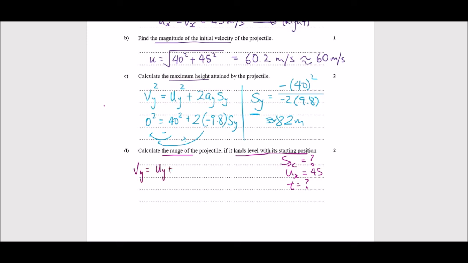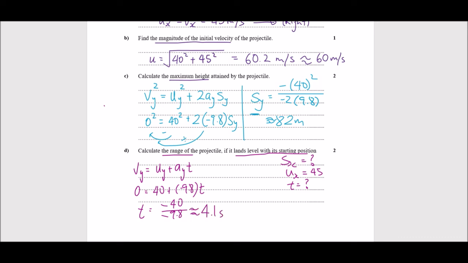So the equation I'm going to use to first figure out time is Vy equals Uy plus at. So 0 here, 40 here, minus 9.8t. So t is going to equal minus 40 over minus 9.8. The overall value will be about 4.1 seconds.